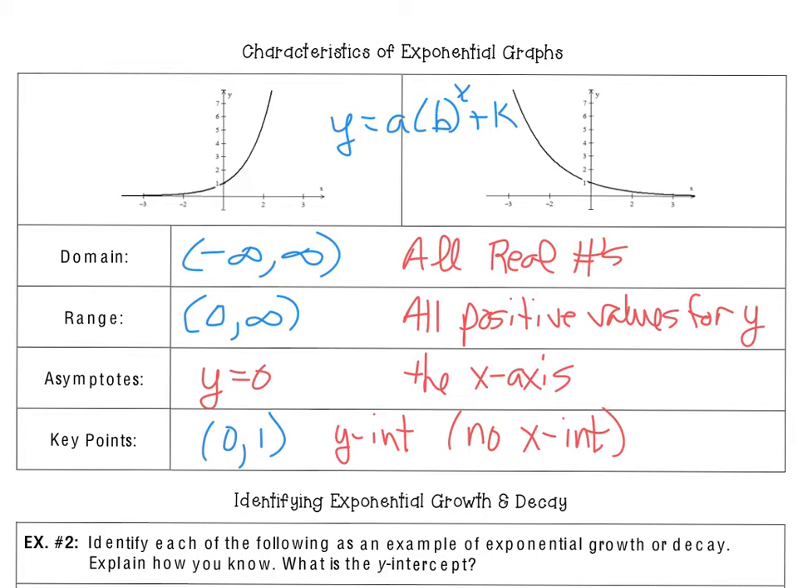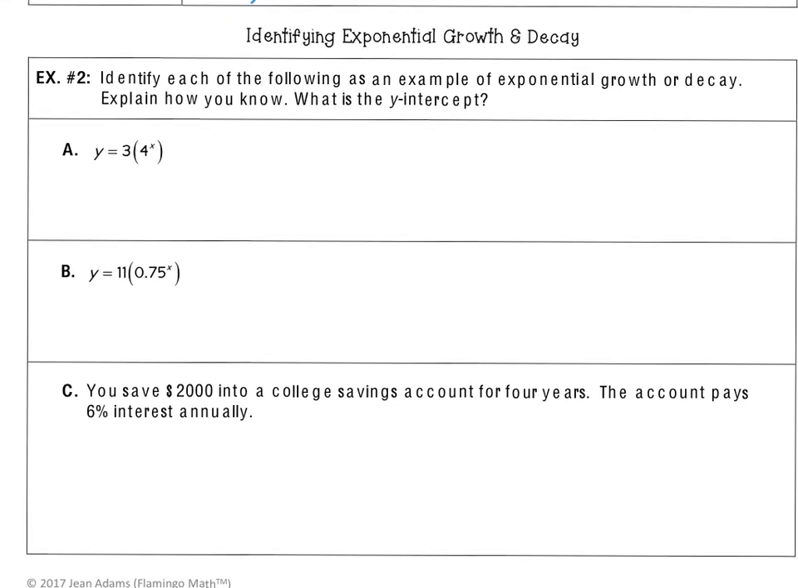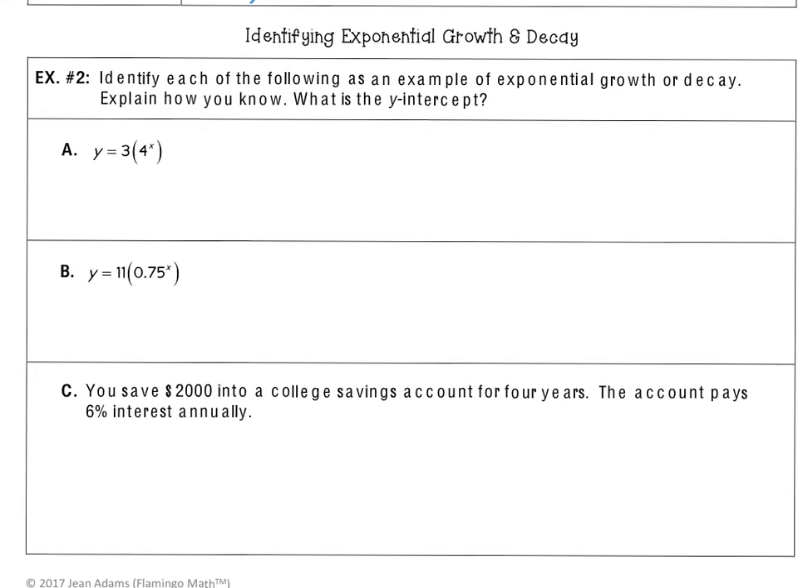All right, so let's look at example 2. We are going to identify, just by looking at an equation, whether it's growth or decay, and then we're going to explain how we know, and then we're going to find the y-intercept. Remember that for the y-intercept, you are going to let the other value, x, be 0 to find that y-intercept.